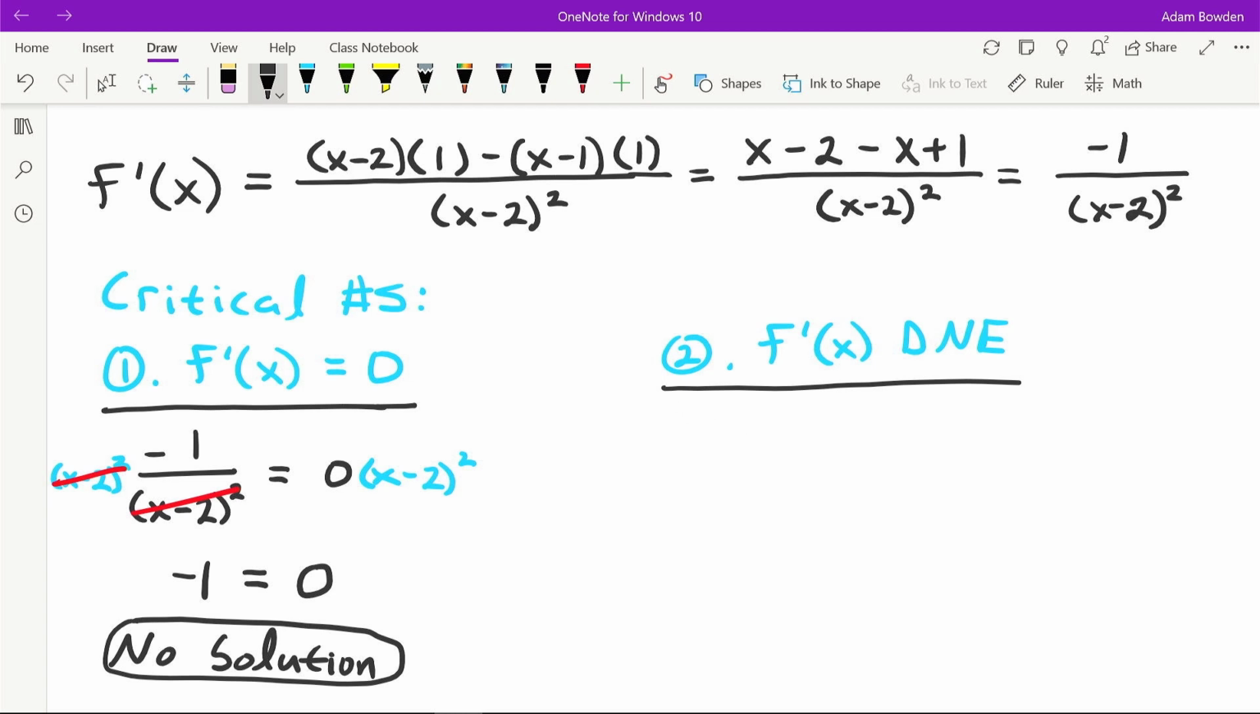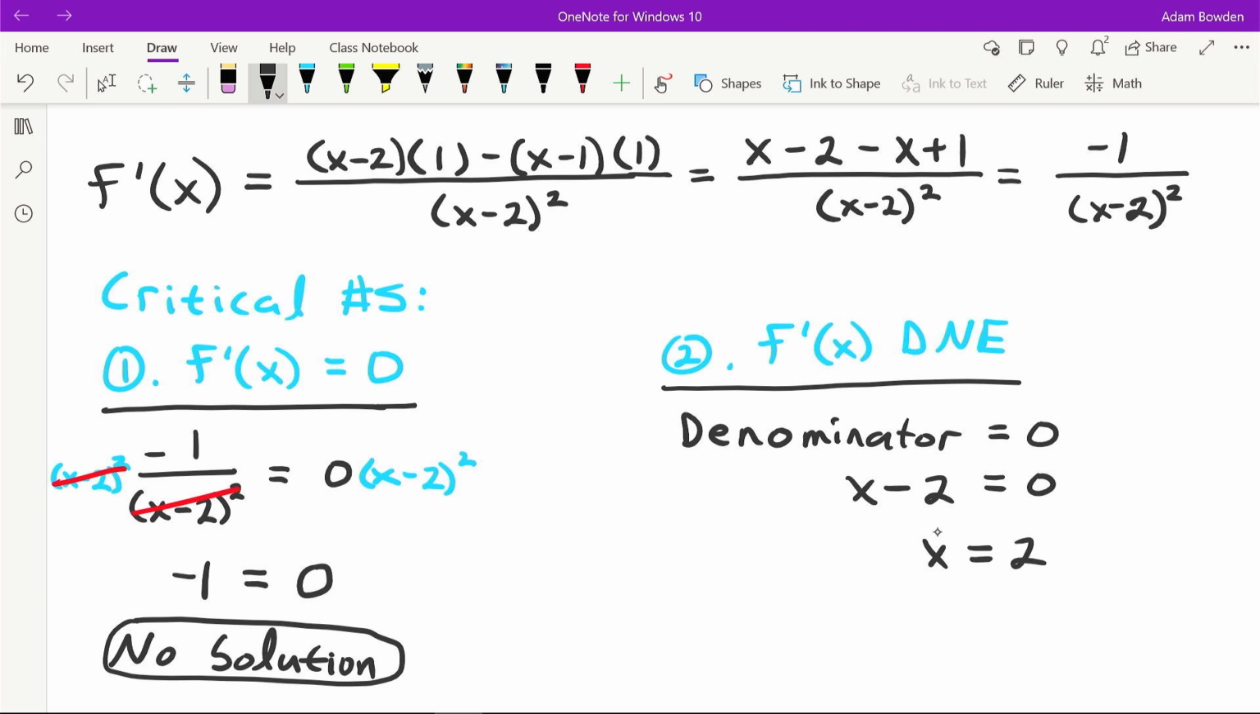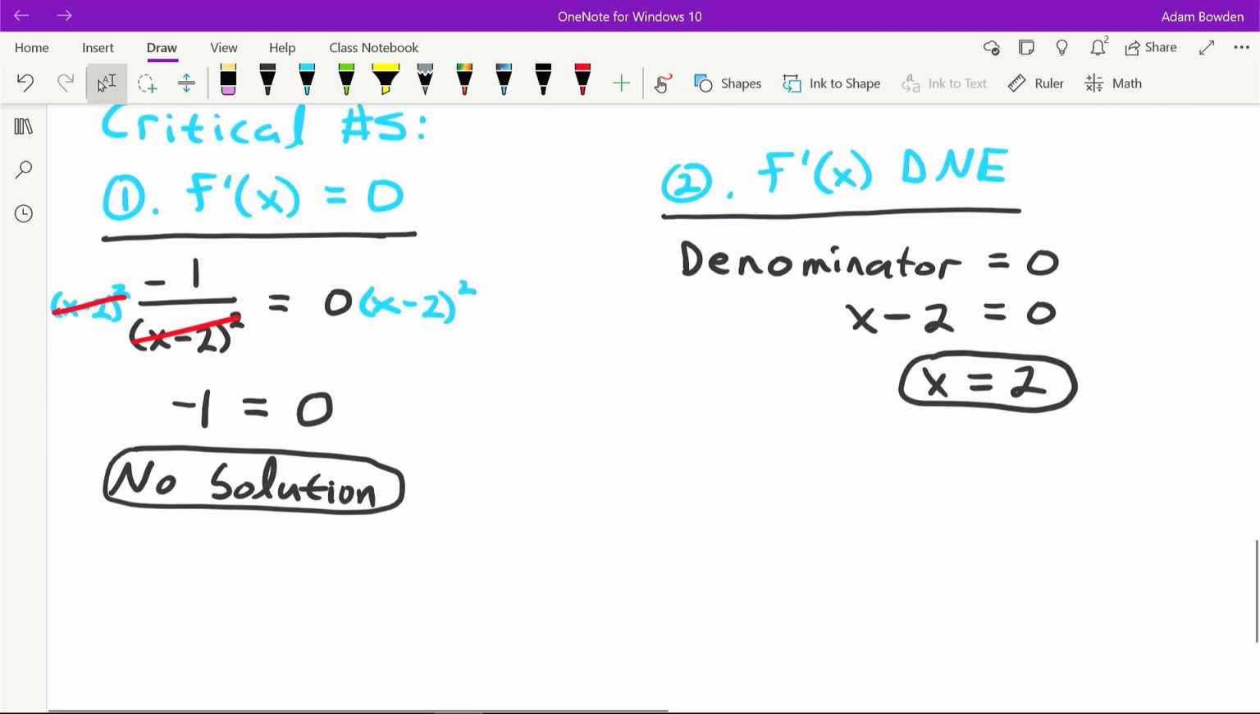On the other hand, for does not exist, that all revolves around the denominator and where the denominator is equal to 0. Just like we did with the domain and the vertical asymptote, we know x equals 2 causes the denominator to equal 0. And it actually didn't make any difference here that it's raised to the second power. We just take what's inside there, the x minus 2 in the parentheses. It still solves for x equals 2. That's our critical number. We only have one critical number in this case.